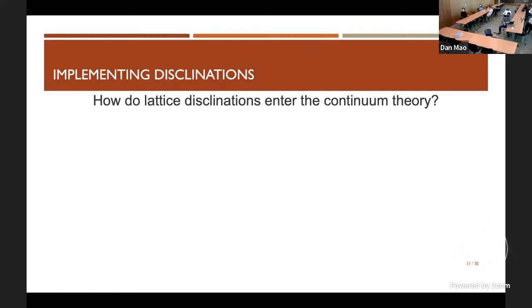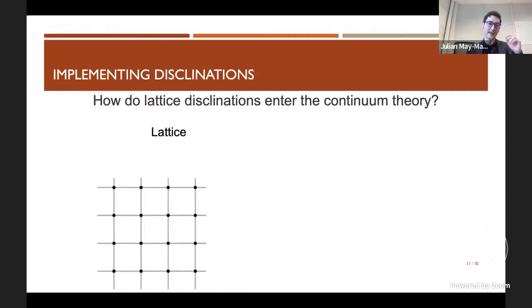So I think the first question I would ask is, how do lattice disclinations enter the continuum theory? I think that's actually not an obvious question because lattices are a very short range description and continuum theories are a very long distance description. So it's not obvious that there's a good way of implementing disclinations, lattice defects, in a continuum theory. But nevertheless, we'll persevere and find a way to do it.